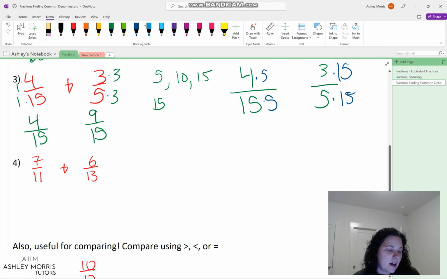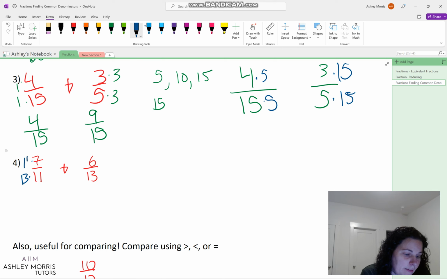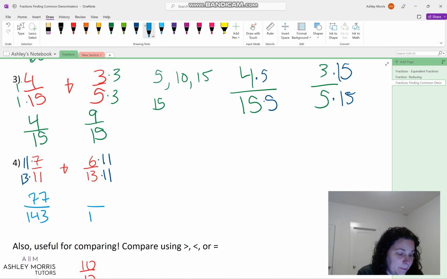And then if I look at number 4, 7 over 11 and 6 over 13, these do not have a common multiple that's small. So I'm just going to multiply by 13 and 11. I'm using that same trick that I showed you for number 3. But in this case, I don't think 13 and 11 have a common denominator that's going to be any smaller. So I am not going to spend my time trying to figure it out. I'm just going to go ahead and multiply the fraction with the 11 for the denominator by 13 on top and bottom. Oops, I was writing and talking.